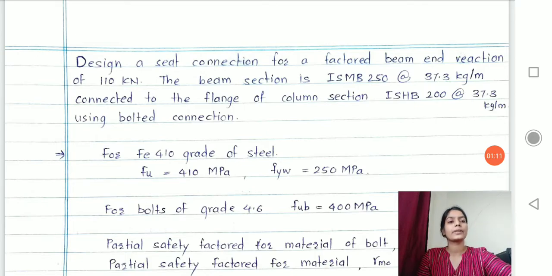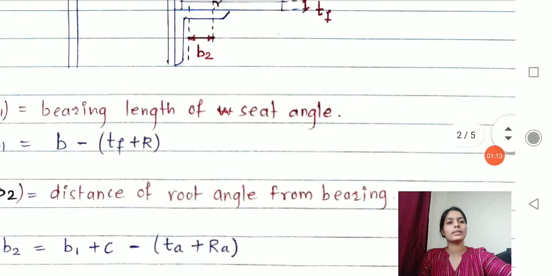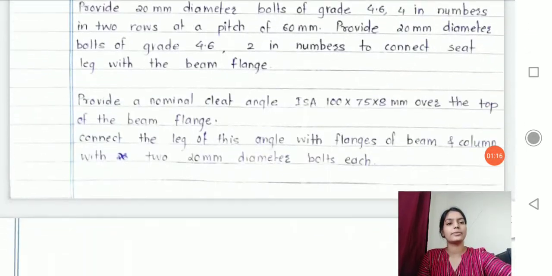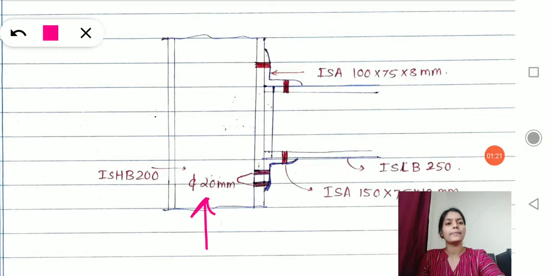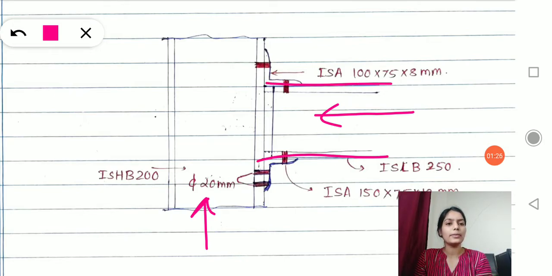How do we do that? You can see over here, I have a diagram of it with me. This is your column member and this is your beam. The beam is connected to the column with the help of a seat angle. This is your seat angle and this is the cleat angle. Your beam is seated, or rested, over the seat angle, and that's why we call it seat connection design.